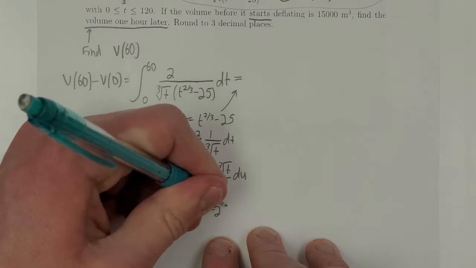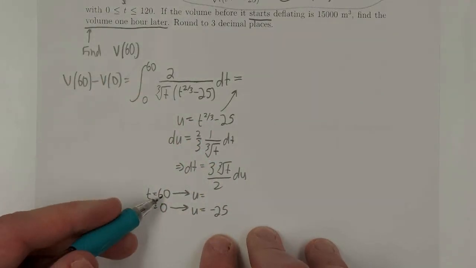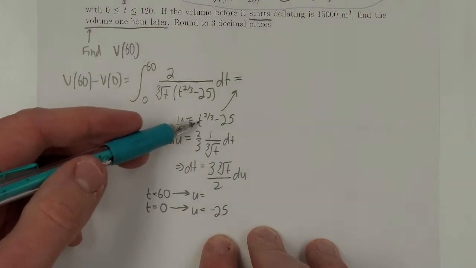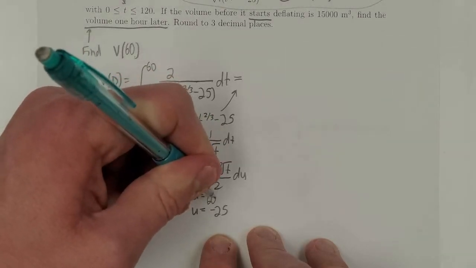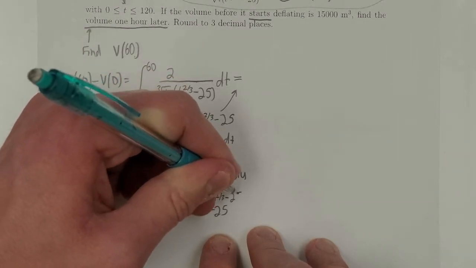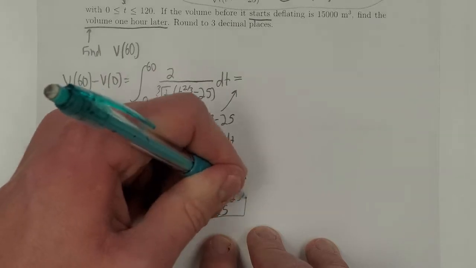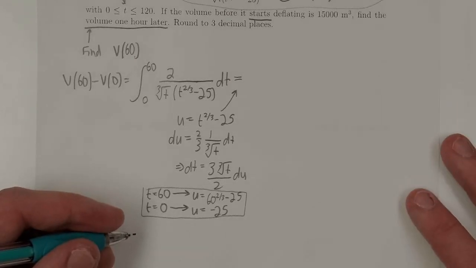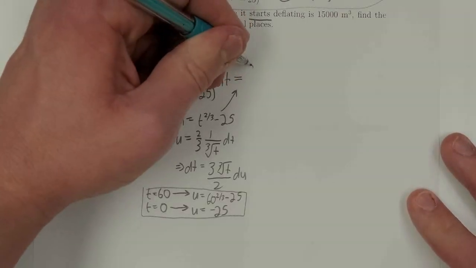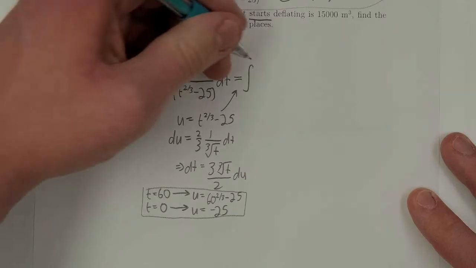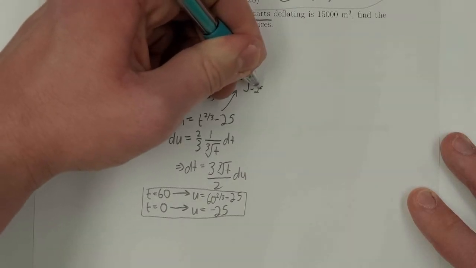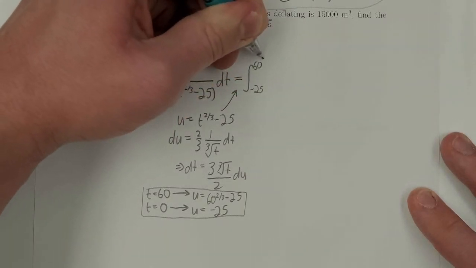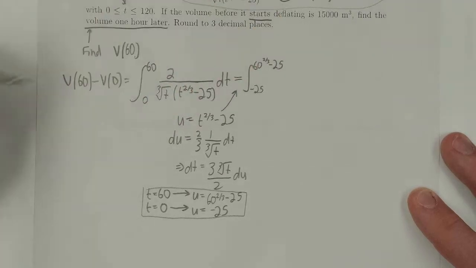Yep, negative 25. And then similarly, if t equals 60, then you just let t equals 60 here to get 60 to the 2/3 minus 25. Now, in terms of exact values, this upper bound here is the best you can do. So we'll just leave it as is, and then we'll go from there. Okay? So what happens? So we have negative 25 to 60 to the 2/3 minus 25.